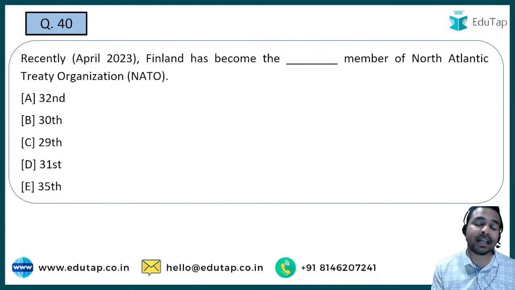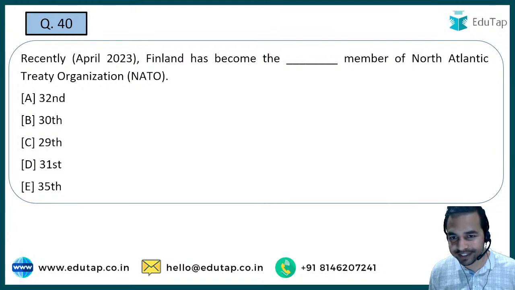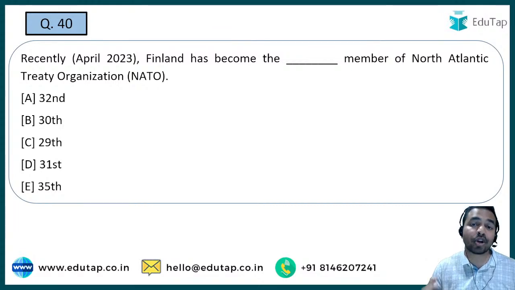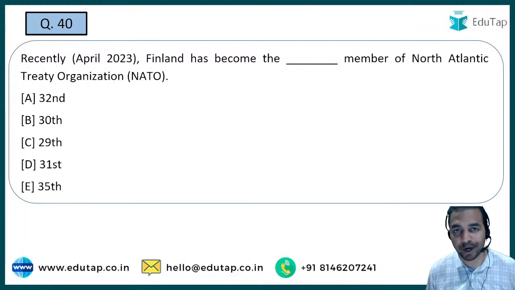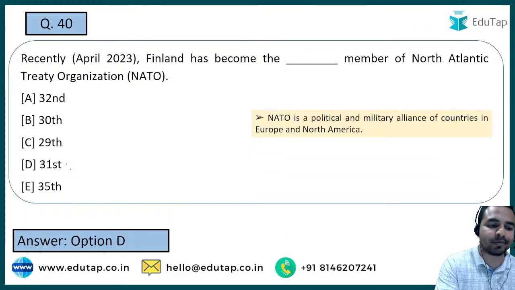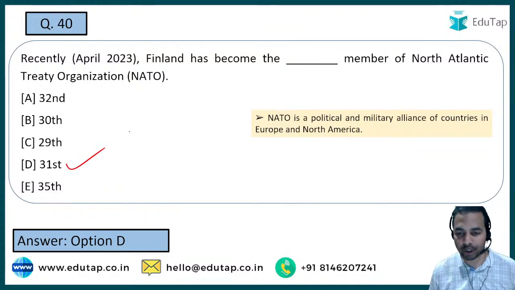Finland recently became the member of NATO, that is North Atlantic Treaty Organization, and the question in front of you is which number member it has become. He has become the 32nd, 30th, 29th, 31st or 35th member. That is what you are required to answer. Let me tell you that Finland has become the 31st member of NATO.